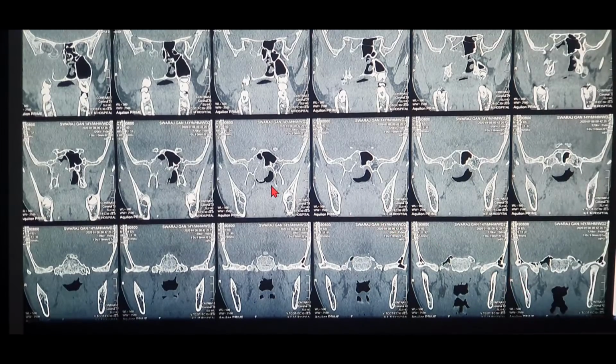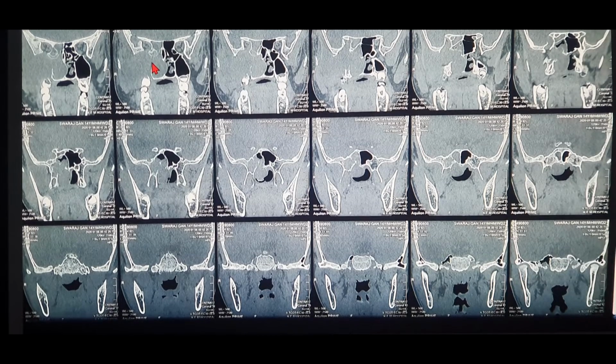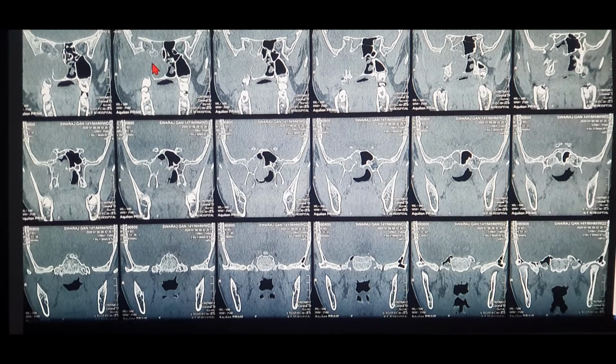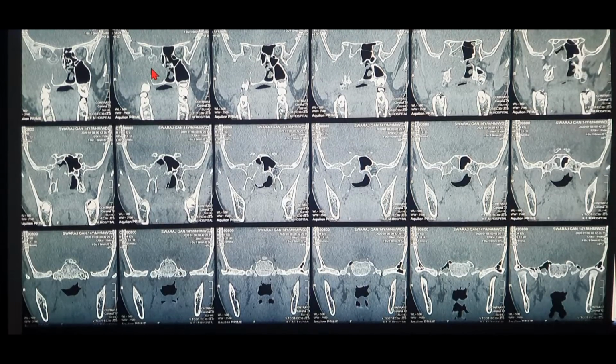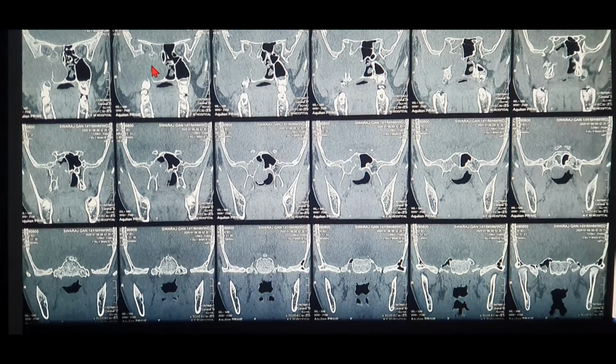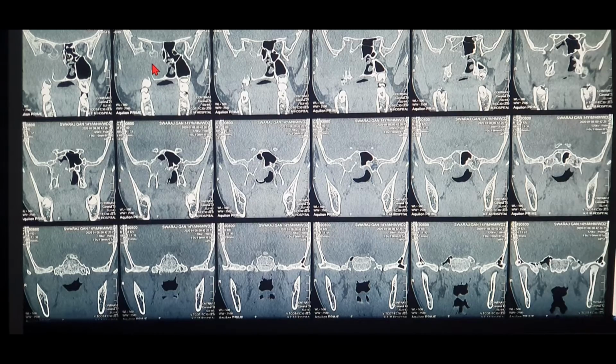If we go behind on the same CT scan, we can see a lot of widening of the sphenopalatine foramen. So whenever you suspect the mass to be a JNA, the first thing you need to see is the sphenopalatine foramen of the normal side, so that you can compare it with the affected side.